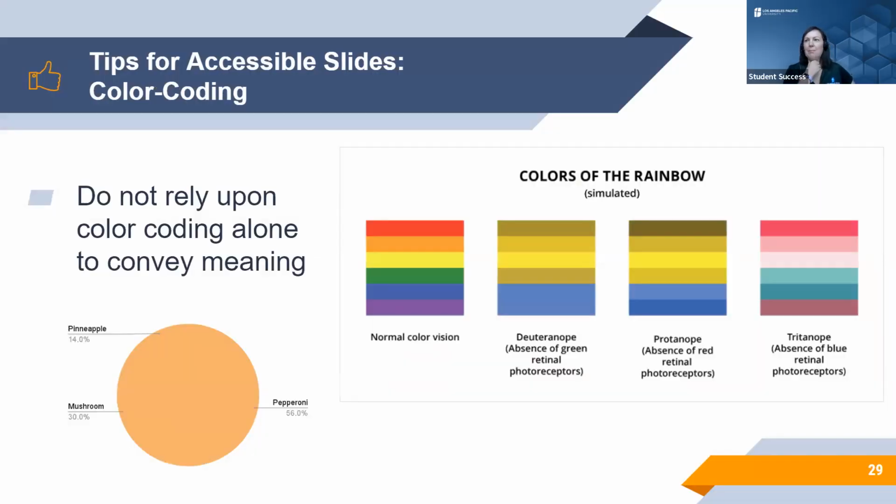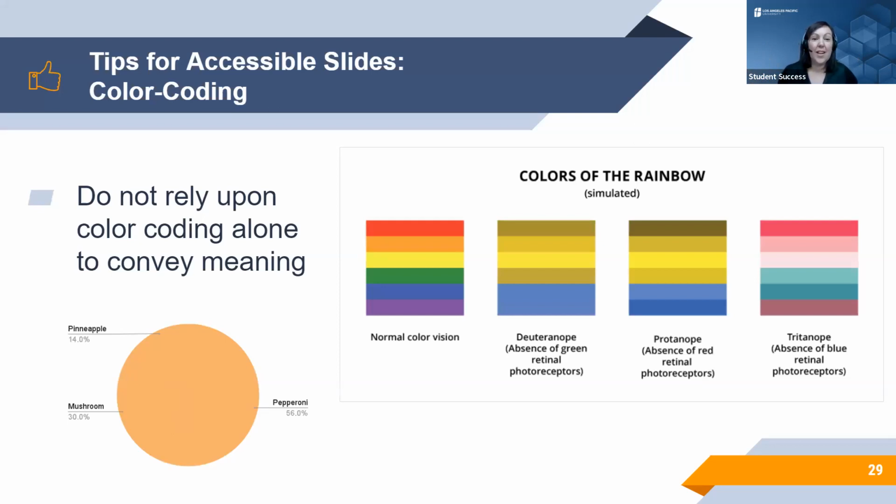Color coding. My team knows this is one of my number one accessibility pet peeves, when we rely upon color coding alone to convey the meaning of something. It's not that we can't use color coding. We just can't make that the only way that someone can understand the information. You know, if I wanted to do a little pie chart, I've got an example here of favorite pizza toppings. Some consider pineapple a topping, some don't. It's a big controversial issue, I understand.